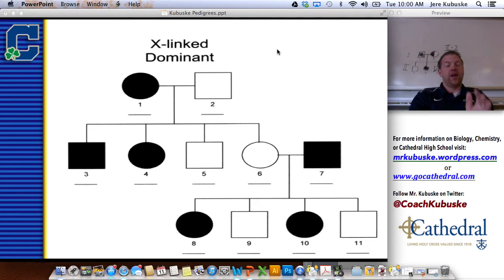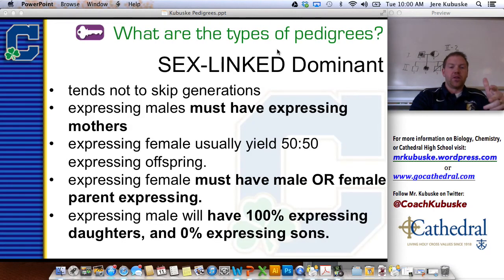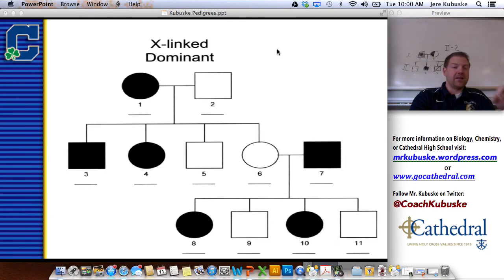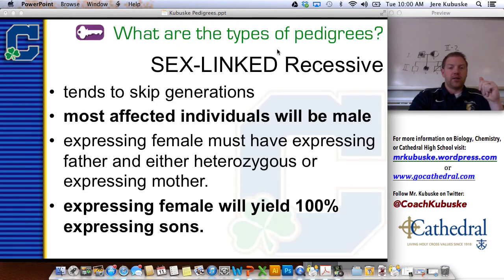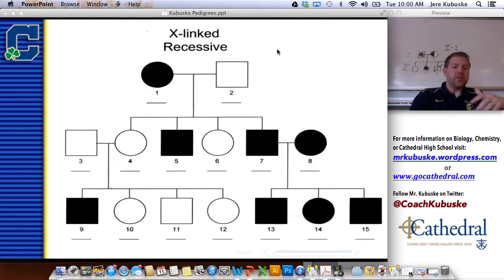But it's tough. You really got to pay attention to these and follow these rules on this page to figure out if this is going to be X-linked dominant or autosomal dominant. And that's where it gets a little tricky. Okay, if it's X-linked recessive, real simple, because you really got to look at the sons.